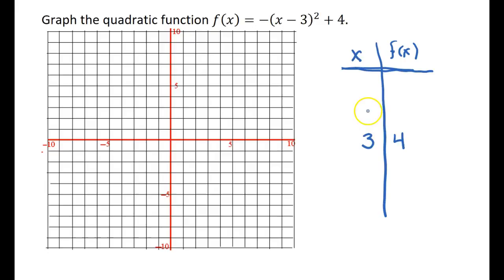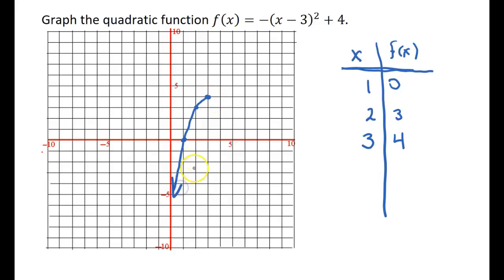And I'm just going to count back 1 from h and back 2 from h. And I'm going to plug these numbers into my function, okay? So 2 minus 3 is -1. Squared is +1. But then it becomes negative again, so it's -1. Plus 4 will give me 3. And then if I put in 1, 1 minus 3 is -2. Squared is +4. But then it becomes negative, so it's -4. Plus 4 is 0. All right, so I'm going to go out to the point 3, 4. And I'm going to plot my points here, 2, 3, and 1, 0. So this parabola is going like this.